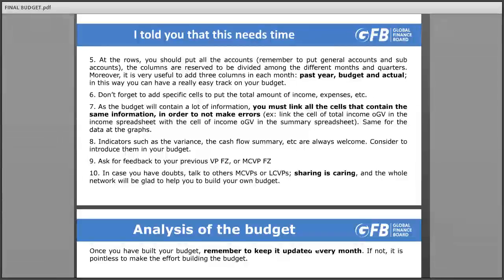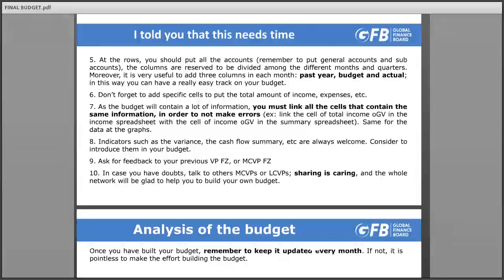As the budget will contain a lot of information, you must link all the cells that contain the same information in order not to make errors. So, for example, the total income of Outgoing Global Volunteer in the income spreadsheet must be linked with the cell of income Outgoing Global Volunteer in the summary spreadsheet, and same for the data at the graphs.